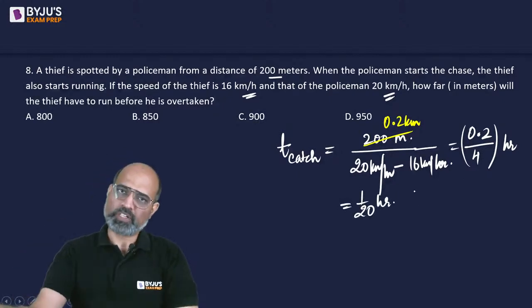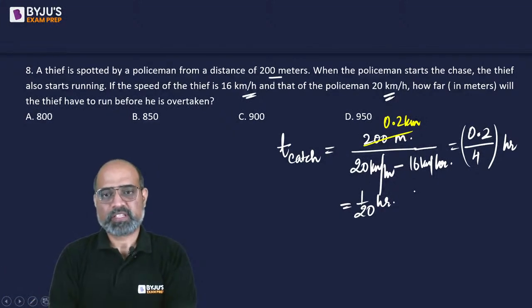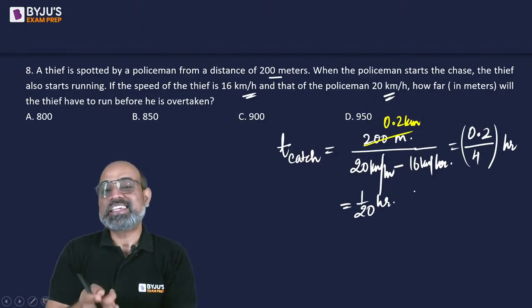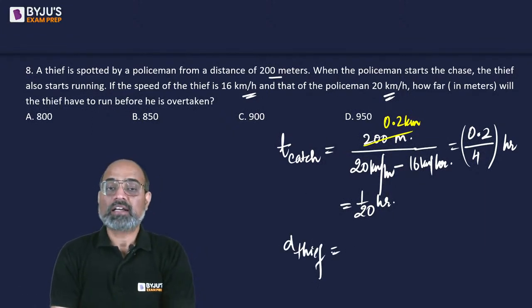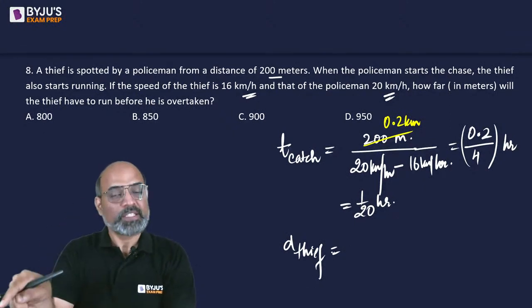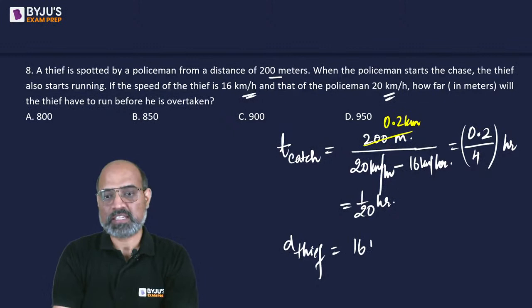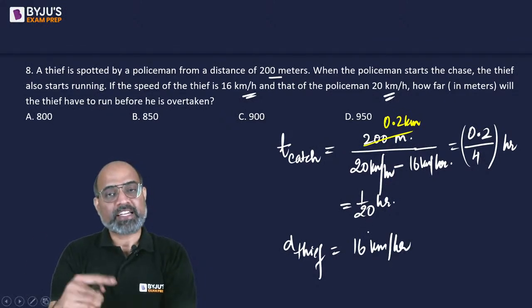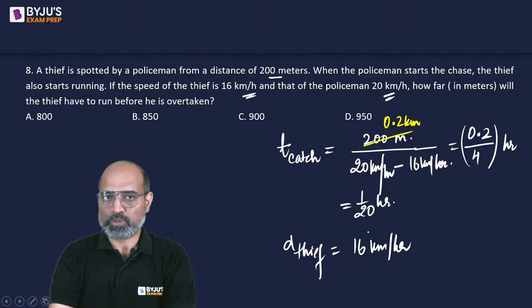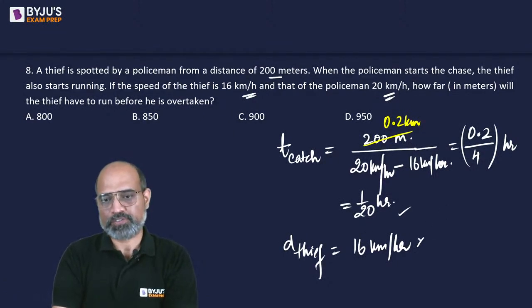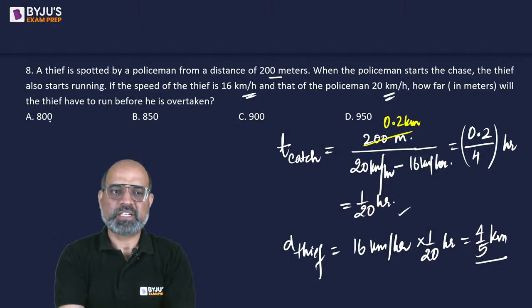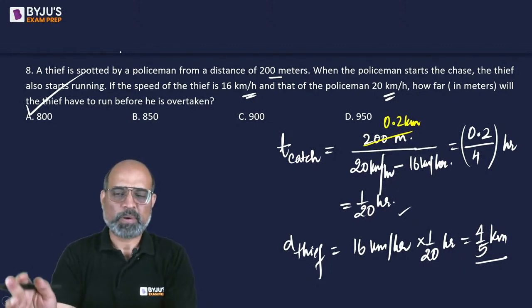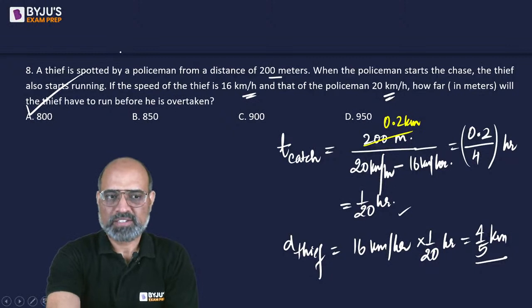Okay, let's not convert this into minutes. Let's leave it as such. Now question is, how far will the thief have to run? So we need to calculate the distance that the thief is going to travel. अगर distance thief का निकालना है, तो speed भी thief का लेंगे. So the speed of the thief is 16 km per hour. और time जो है, वो तो thief and police, they both are going to run for the same duration, 1/20th of an hour. So we'll be using that. So this is going to give us 4/5 of a kilometer. 4/5 of a kilometer is 800 meters. 4 by 5 into 1000 meters, right? So answer is going to be A.